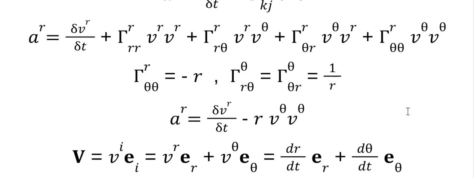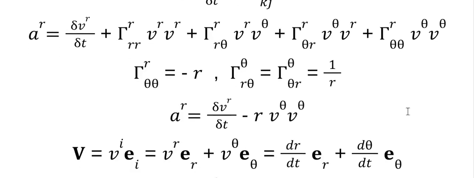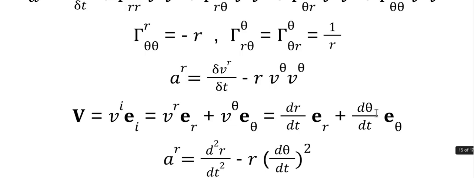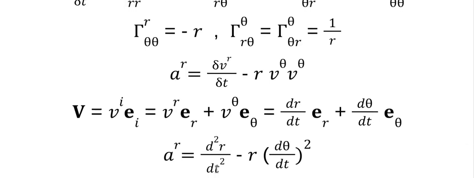Okay, now, let's write down what we found the velocity to be. So the V^r component of velocity was dr/dt. The V^theta component of velocity was dtheta/dt. So here we have a V^r. So we just take dr/dt and put it in right there. What's that give us? That gives us the second derivative of r with respect to time. And this is just a product, right? So we've got dtheta/dt squared. And here's our Christoffel symbol contribution.